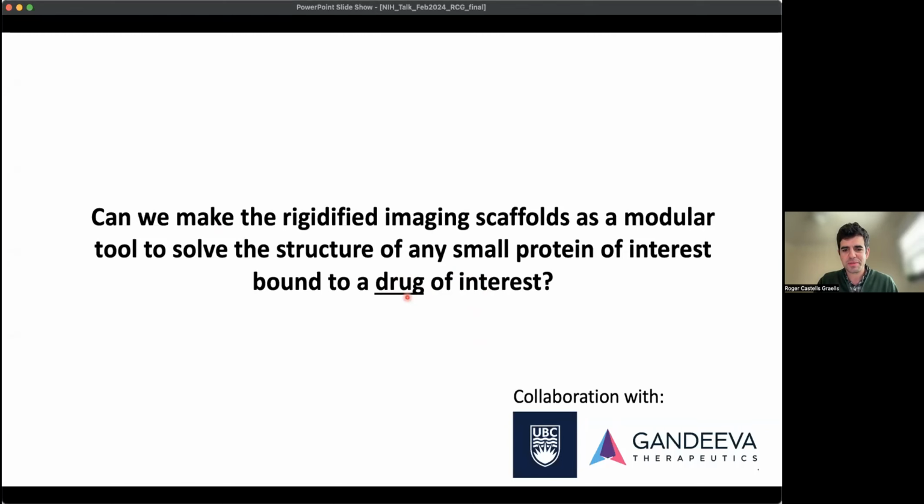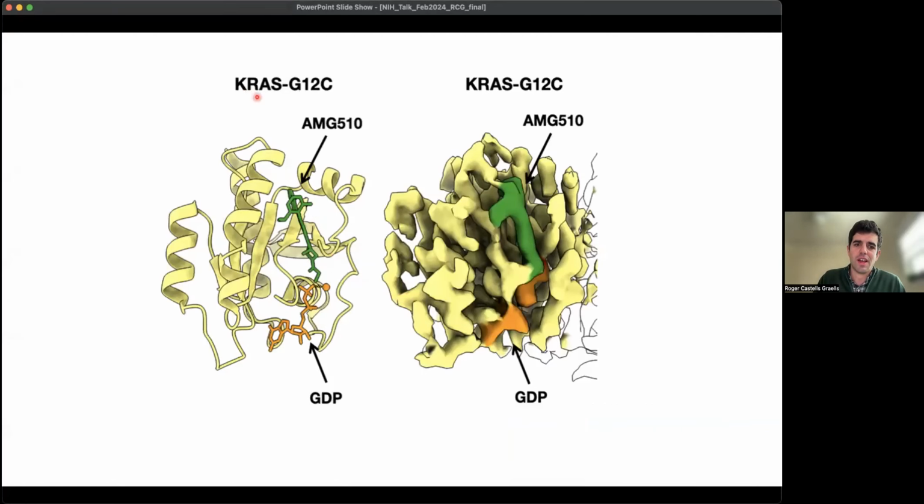results that we got. So in this case, we tested KRAS and a mutant called G12C, and we tested how to get the structure bound to a drug called AMG 510. AMG 510 has been FDA approved, and it's a drug from Amgen used for lung cancer. So we could see and solve the structure of now KRAS bound to this drug.